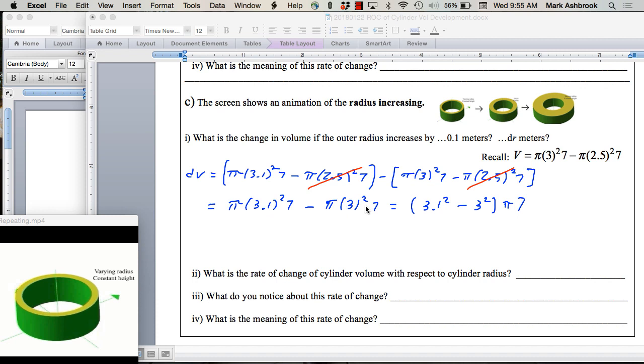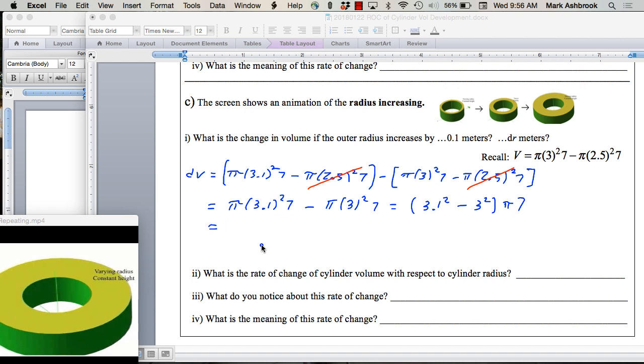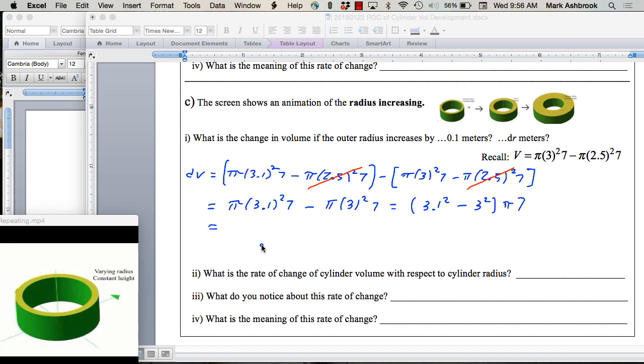And so then I notice there's a pi and a 7 in both. So I factor the pi 7 out, and I get 3.1 squared minus 3 squared. So here we're going to do a little trick. What we got is a squared minus b squared. What does a squared minus b squared equal? Difference of squares. What's the difference of squares formula? Do you remember? A plus B times A minus B. So I'm going to do A plus B, I'm going to go 3.1 plus 3. So there's a little trick here. And A minus B, 3.1 minus 3. Times pi times 7.